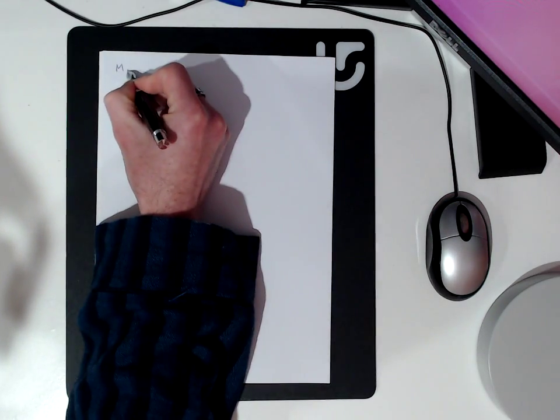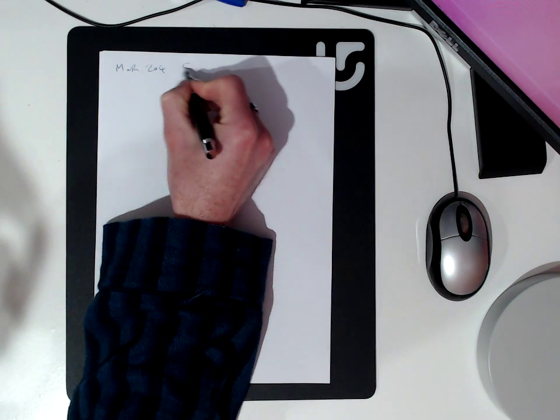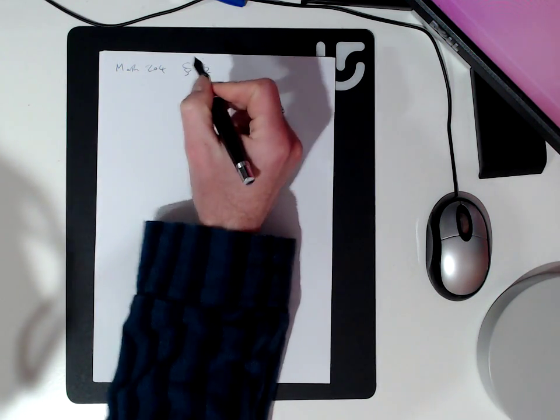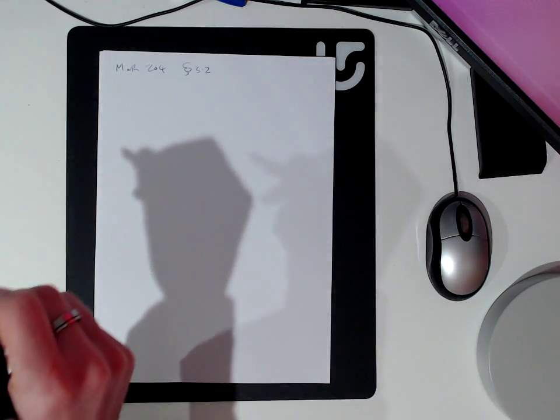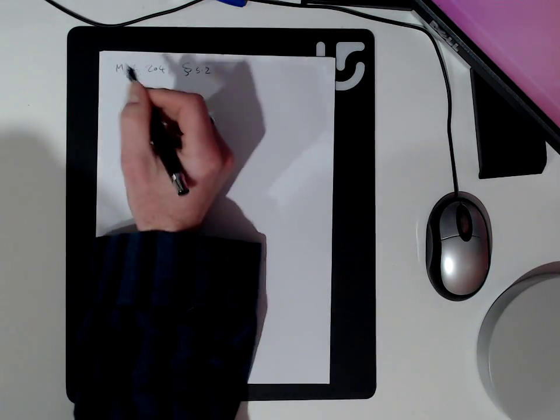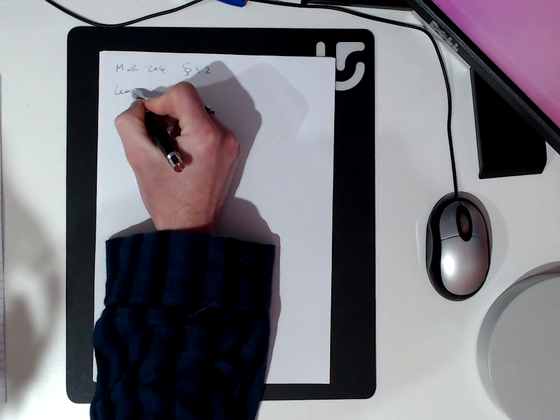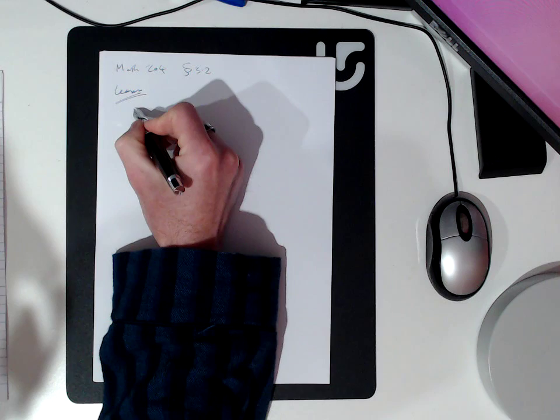This is Math 204, and we're talking about section 3.2 now. This is derivatives and some more stuff about derivatives. So first up, a little lemma.